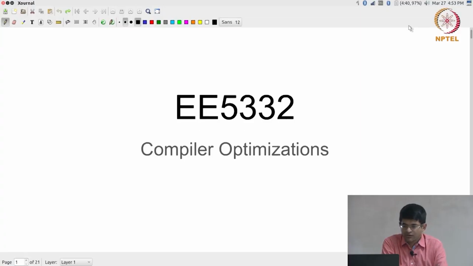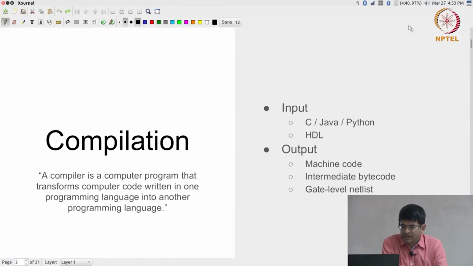So, to understand what we mean by compiler optimizations, first we need to know what we mean by compilation, okay? One definition of a compiler is a computer program that transforms code written in one programming language into another programming language, okay? This is a very generic, broad definition and is, I think, a good definition for our working purposes, because it conveys a lot of useful information.